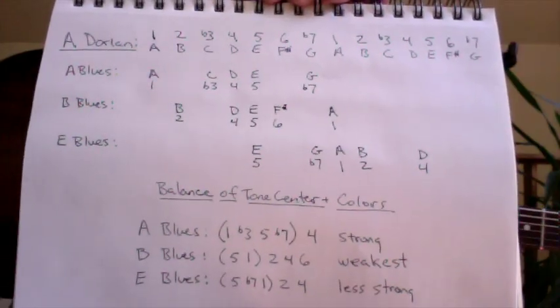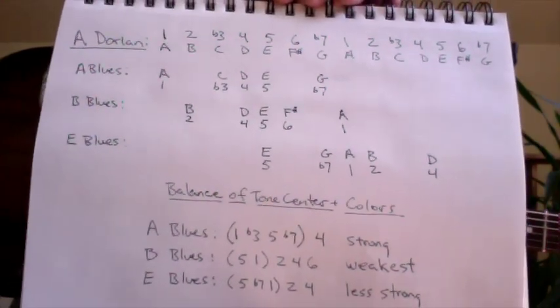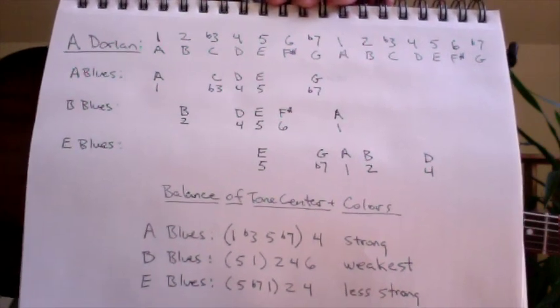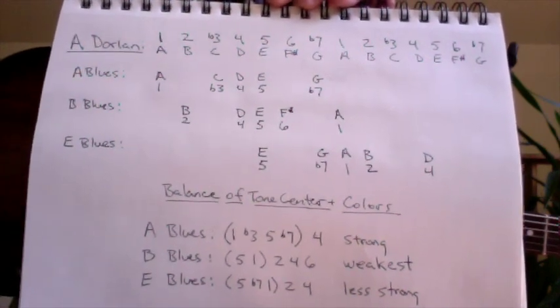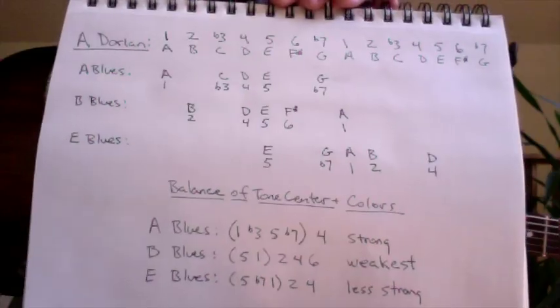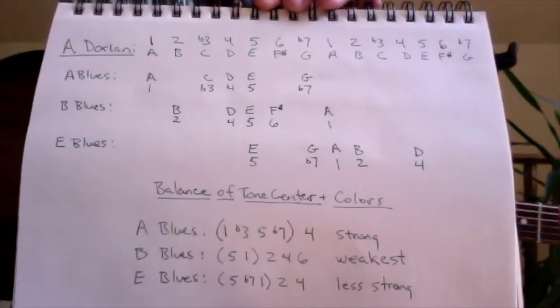But it's an option. If you want to sound more removed from the chord, there's a great idea. Play B blues. Okay, if we look at the E blues, we're kind of in the middle. It's less strong than the A blues, but stronger than the B blues. And this is a very commonly used idea.